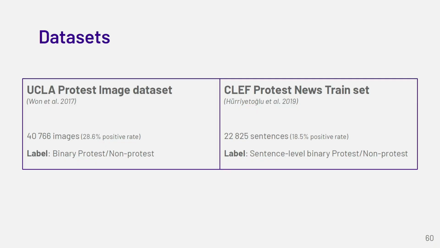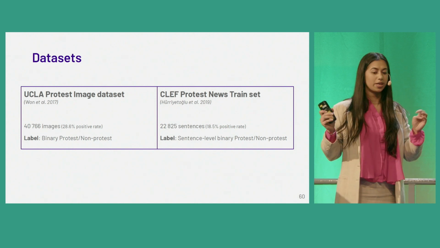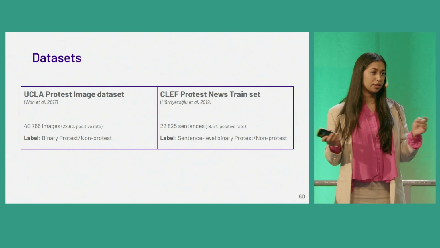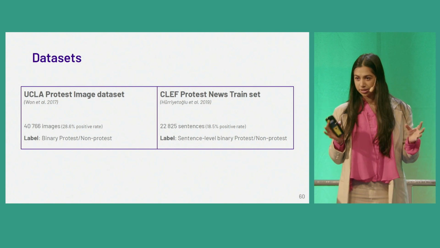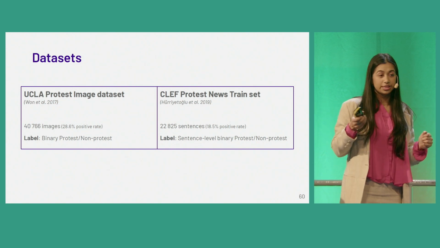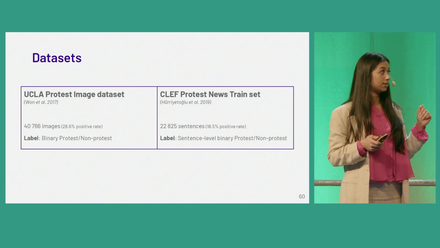And what samples did we use? We made use of two openly available datasets. For images, we used UCLA's protest image dataset consisting of about 41,000 images collected from social media with around a 30% positive rate. The labels were binary: protest or non-protest. For text, we used the CLEF protest news train set, consisting of about 23,000 sentences collected from various news articles with around a 20% positive rate. The labels here were also binary, however, on a sentence level.